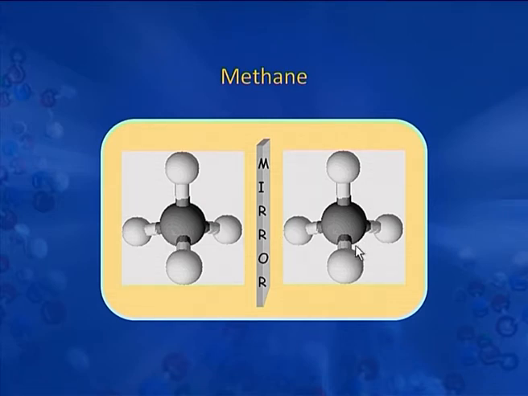Now, if I put this molecule over it, I see that it will be exactly superimposable, because this hydrogen comes over this hydrogen, this hydrogen which is going behind comes over this hydrogen, and this hydrogen comes over this. So, molecule of methane and its mirror image are superimposable. It means methane is achiral.